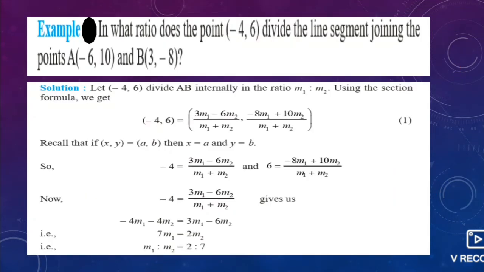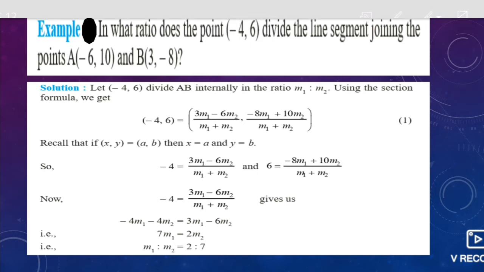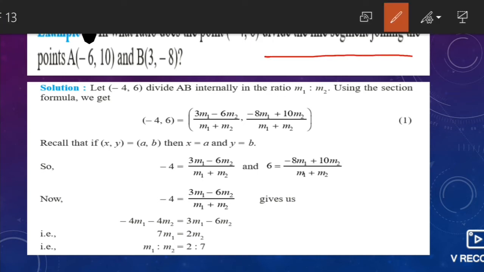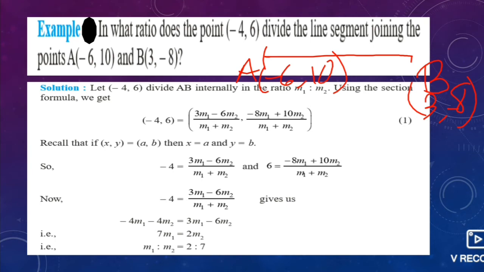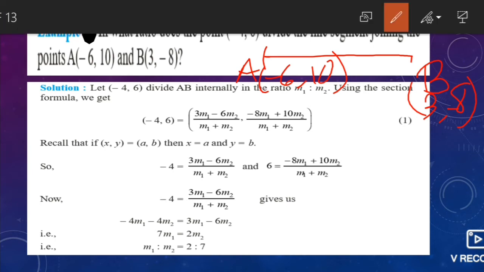Now the next question is, in what ratio does the point (-4, 6) divide the line segment joining the points A and B? There is a line AB given, and the coordinates of A and B are also given as (-6, 10) and (3, -8). Suppose there is a point P whose coordinate is (-4, 6). Now the coordinates of these 3 points are given.